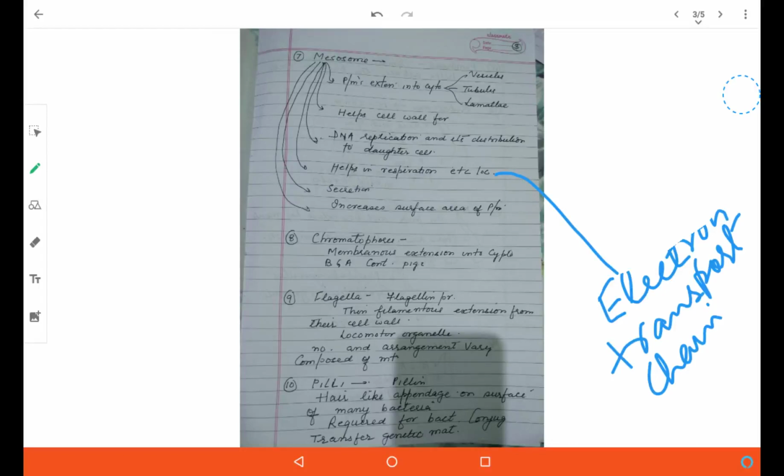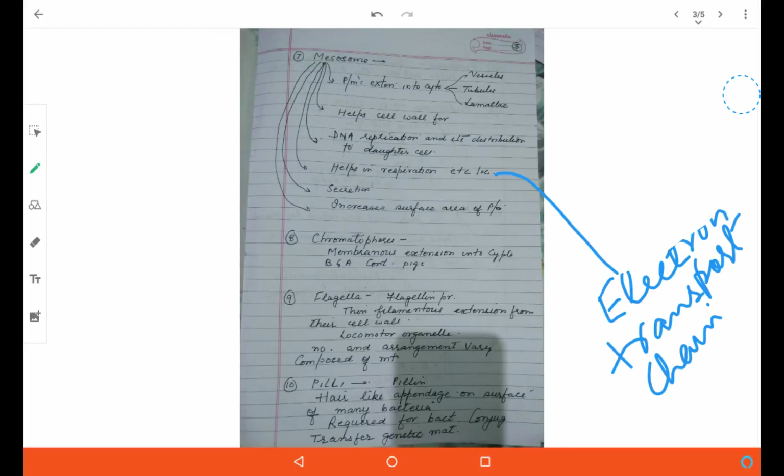Flagella. Here, the protein flagellin makes up the flagella of prokaryotes. They are thin and filamentous extensions from their cell wall. These are the locomotor organelles and confer the ability to move. Their number and arrangement vary from bacteria to bacteria, and they are composed of microtubules.